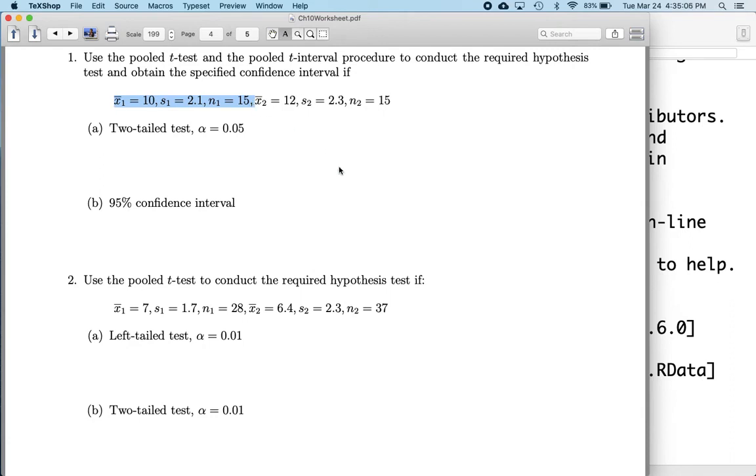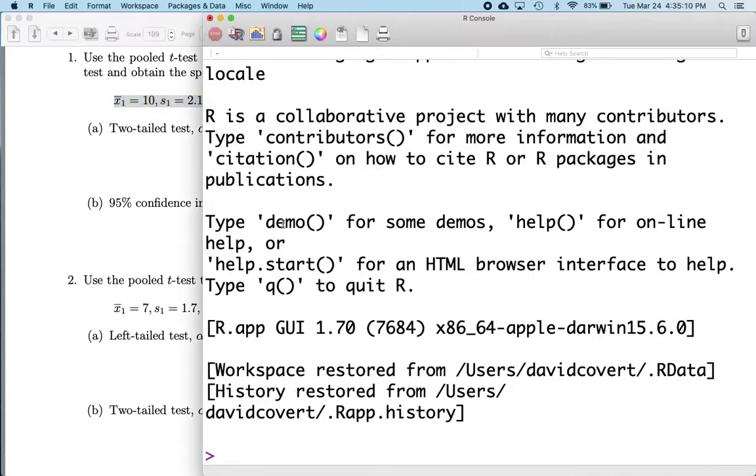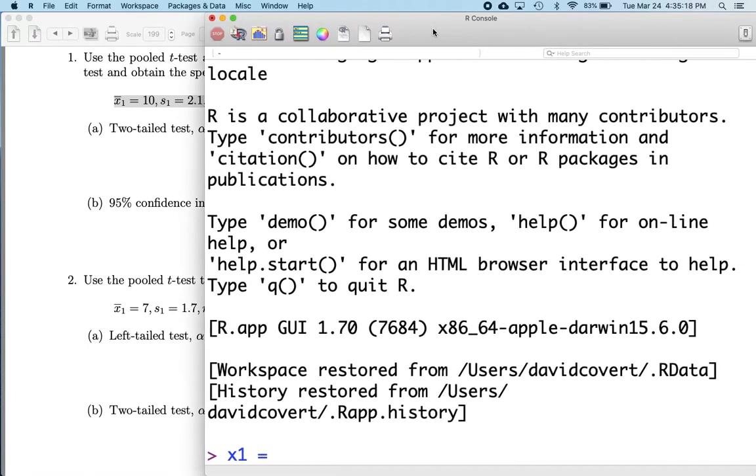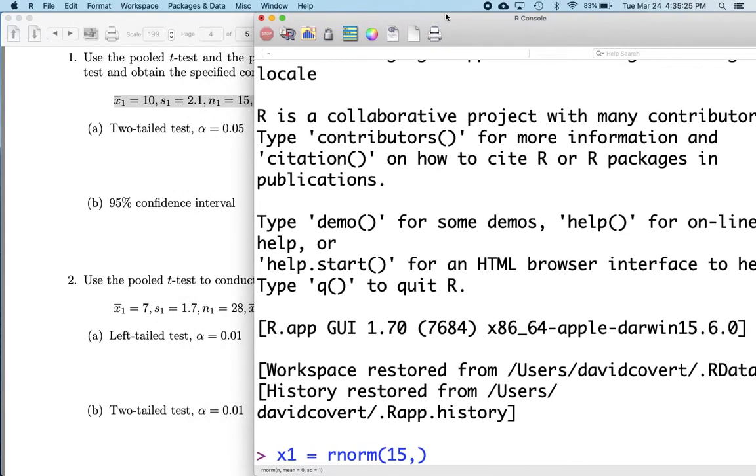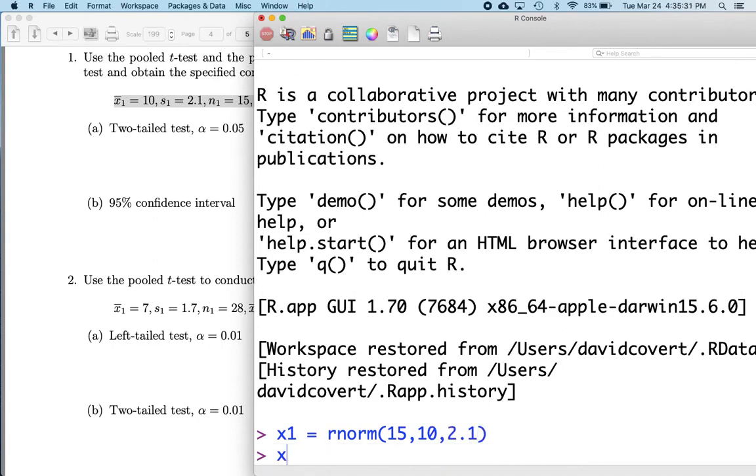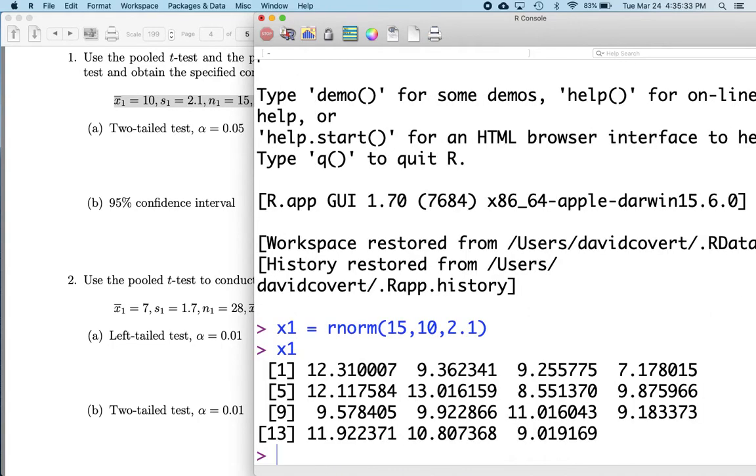I want to have 15 data points. Okay, so what I'm going to do is go to R and call our data set, let's just call it x1. I'm going to pick 15 data points from a normal distribution with mean 10 and standard deviation of 2.1. And so this is going to give us 15 data points.